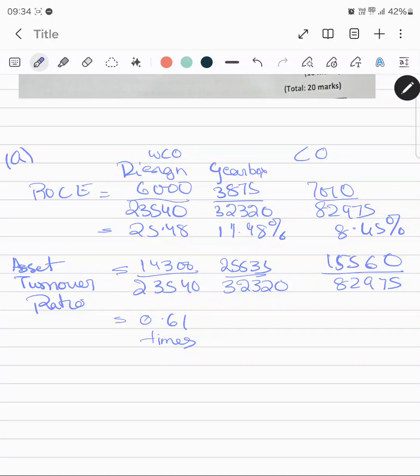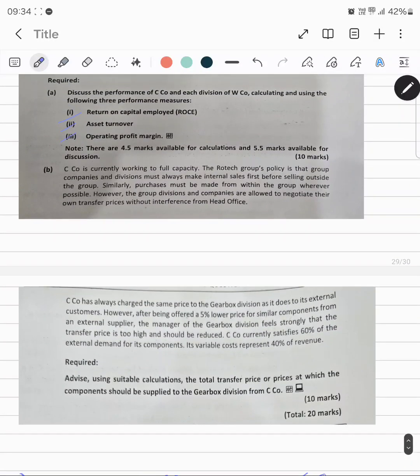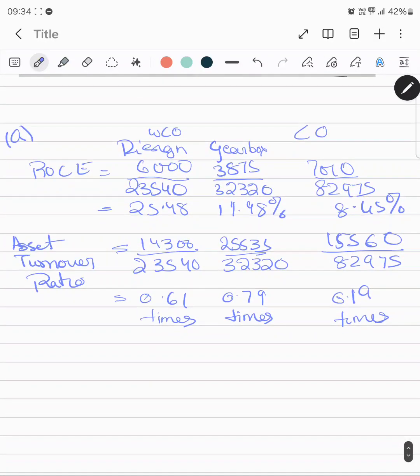then 25535 upon 32320 is equal to 0.79 times, and then 15560 upon 82975 is equal to 0.19 times. Okay, this is the asset turnover ratio. Now we have the operating profit ratio.